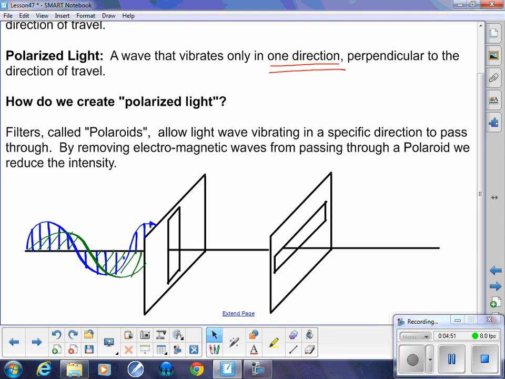And again, we're only looking at one type. I'm not drawing the magnetic and the electric field. I'm just drawing the electric field. And then let's put a red wave in here. And this red wave we'll put it on this kind of angle.